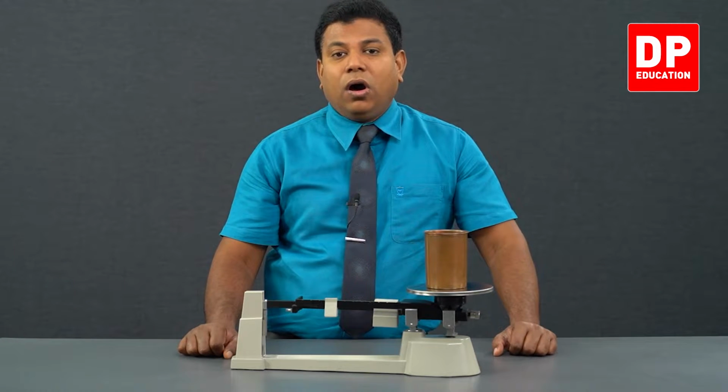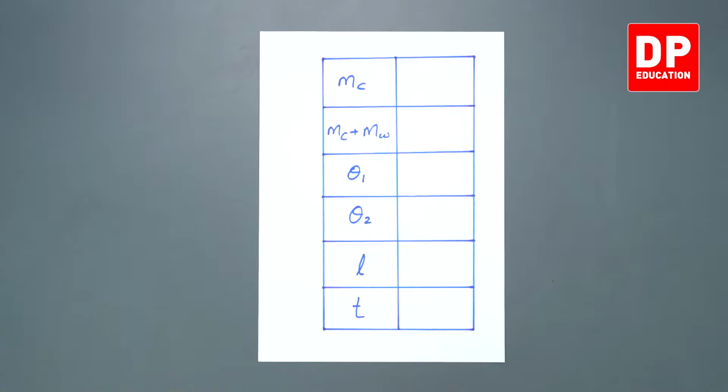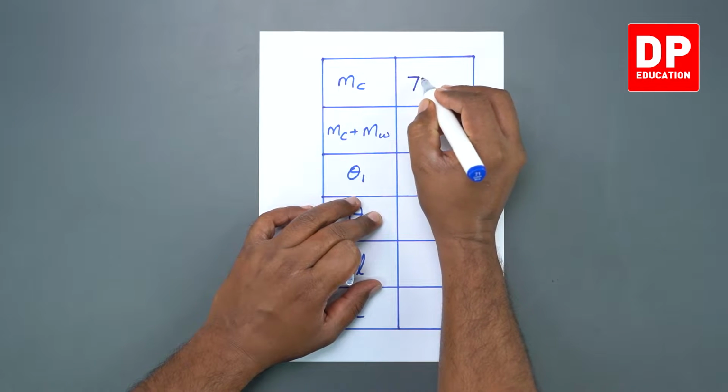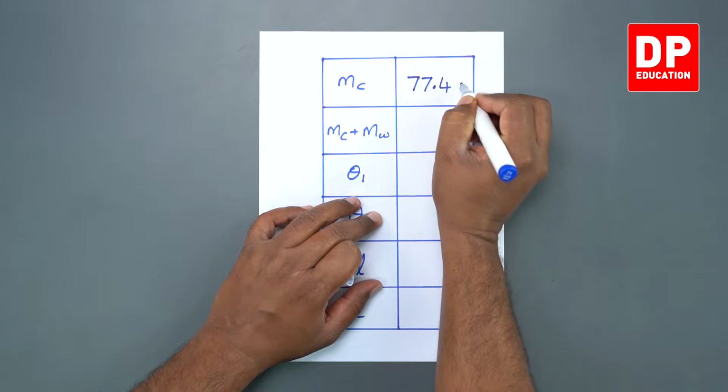Let's write it down on a piece of paper. The mass of calorimeter and stirrer together, we got 77.4 grams. Let's write it down here: MC, 77.4 grams. What next do we have to do?